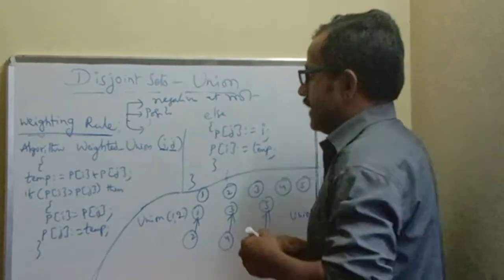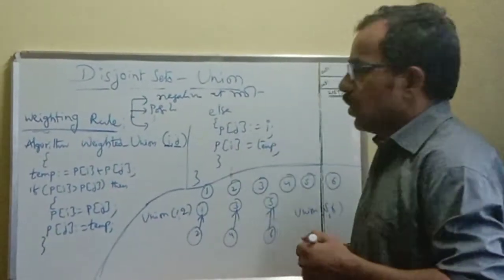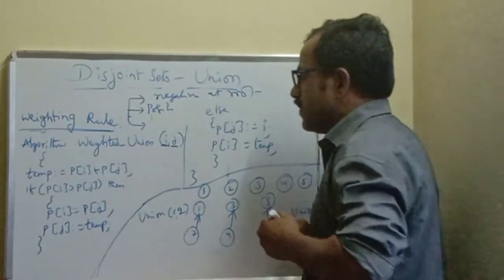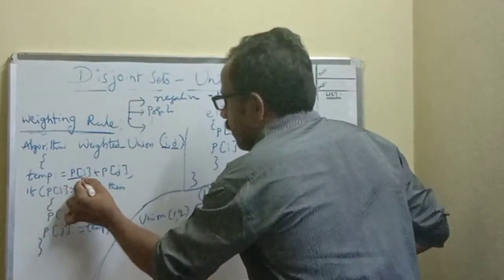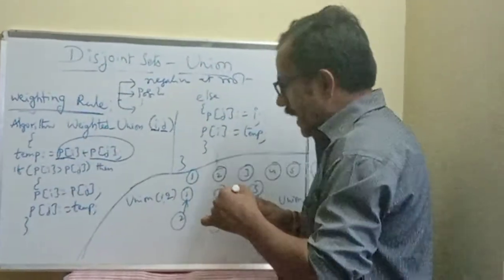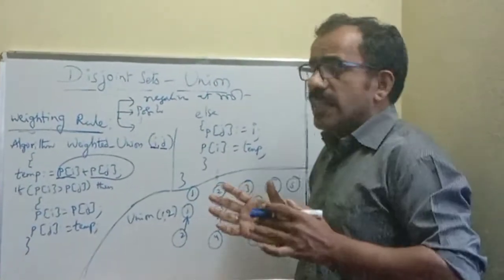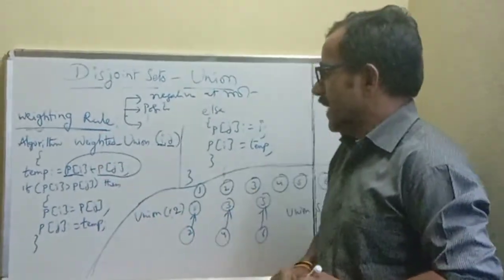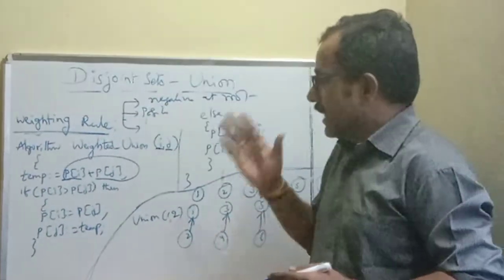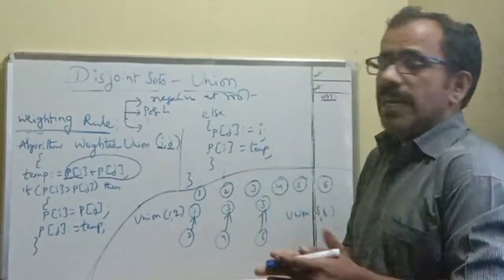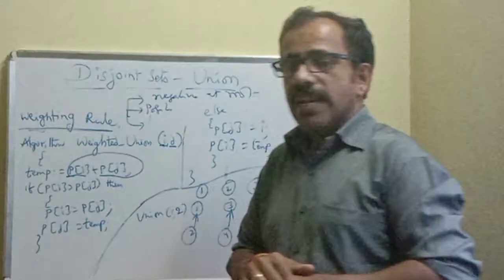First, because we are combining two trees, for the combined tree we need to mention the number of nodes. So first calculate the number of nodes in the first tree and the number of nodes in the second tree, and add them. P of I plus P of J: whatever number is associated with the root node I, substitute here, and P of J is the number associated with J. We need to combine these two and store it in a temporary variable first.